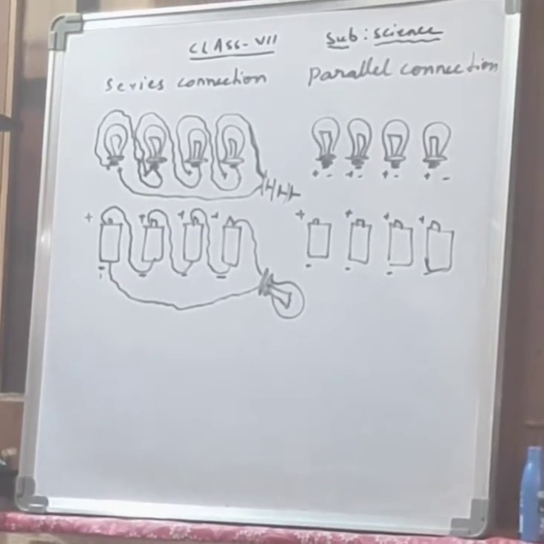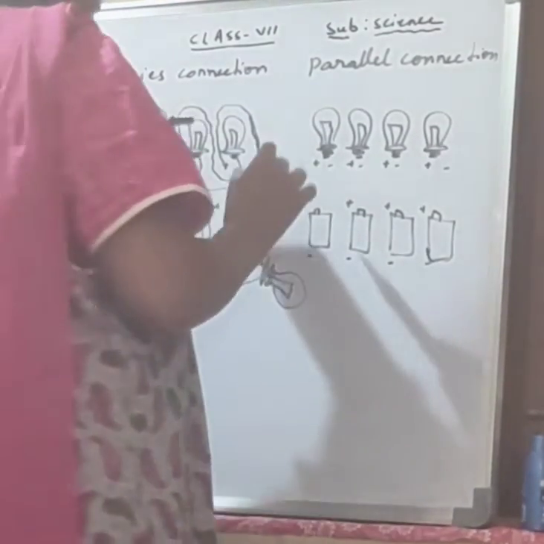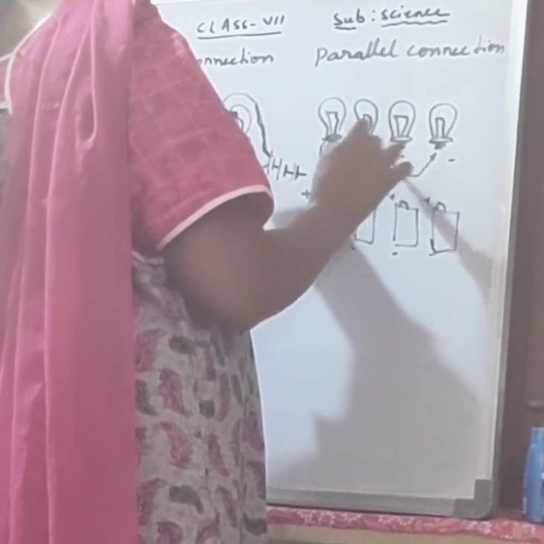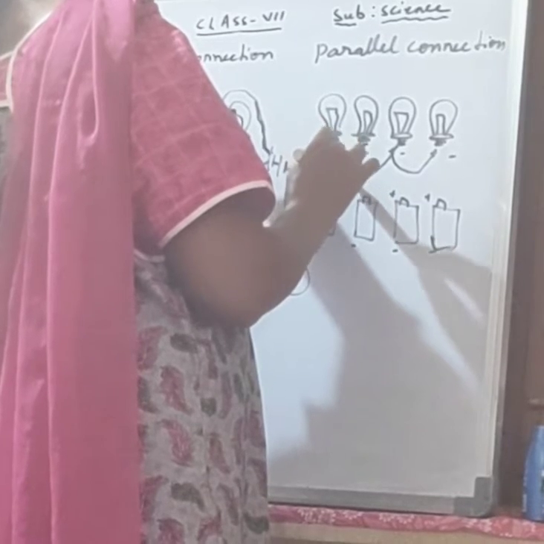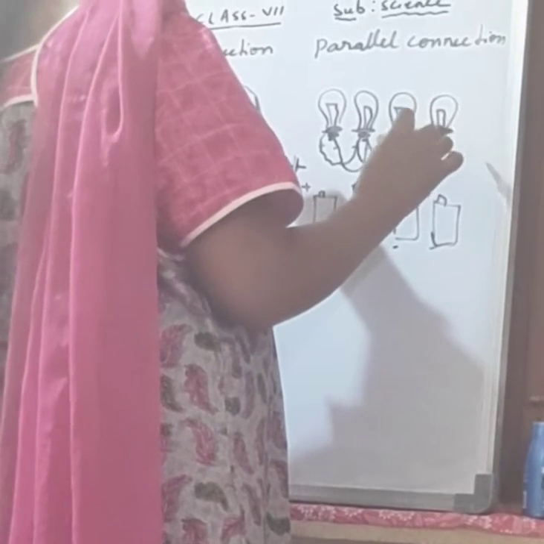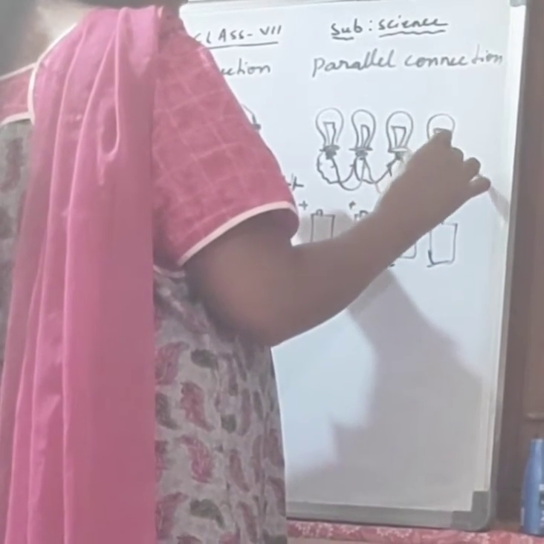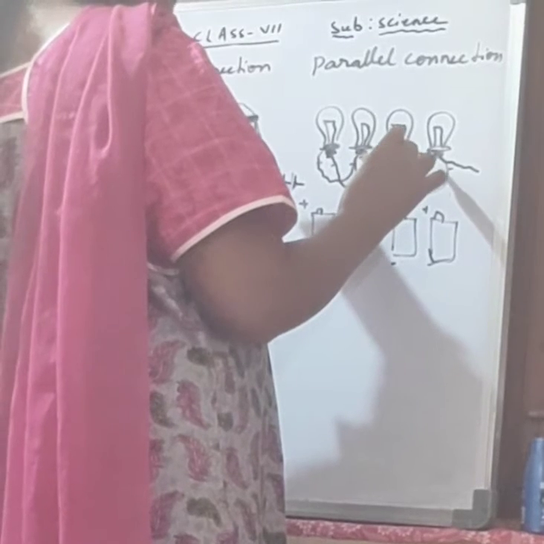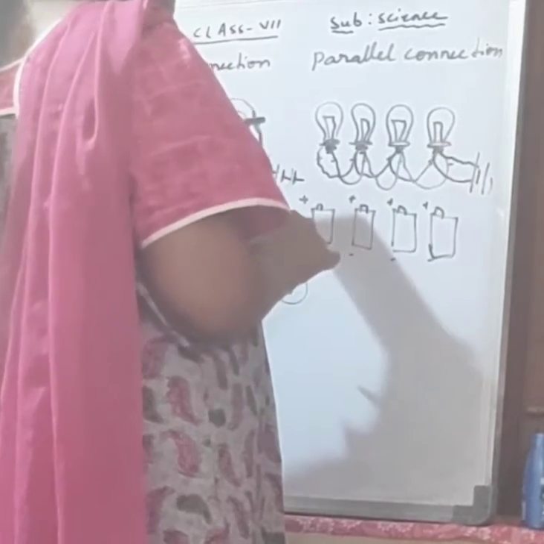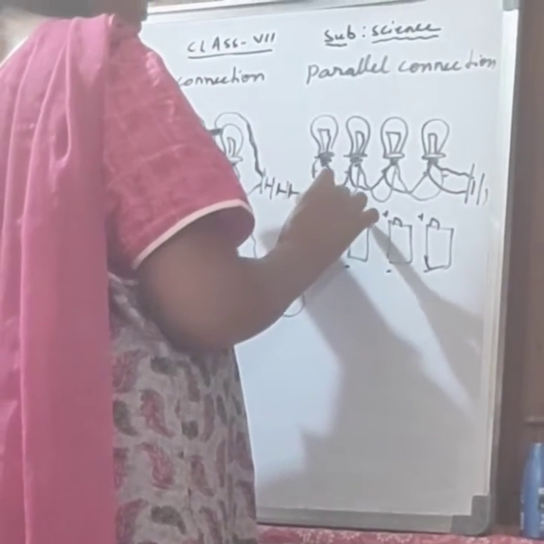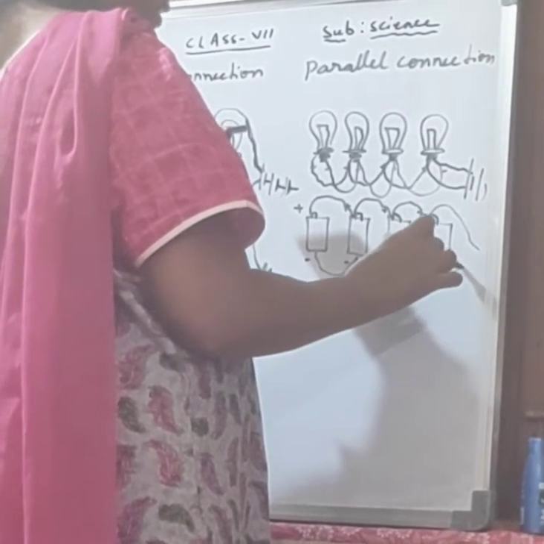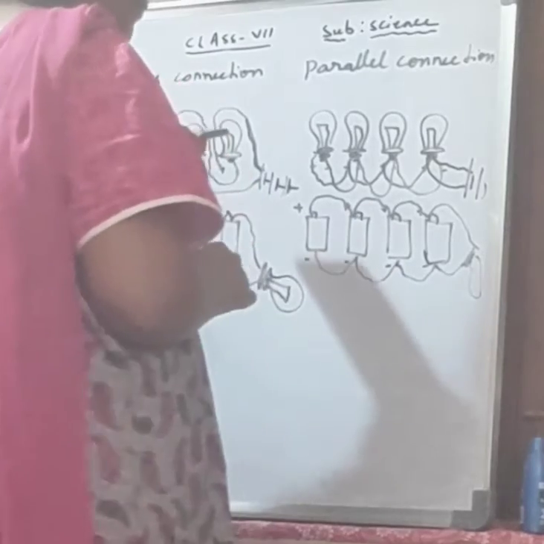In the parallel connection, positive to positive, positive to positive, and negative to negative, negative to negative, like these connections are made. And from here, one connection is taken from positive, one from negative, and connected to the battery. Here positive to positive, negative to negative, like this, and the bulb is connected. Okay, like these connections are made.